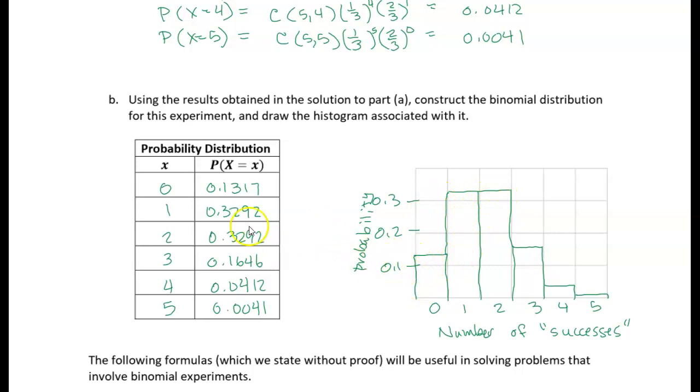So for 0, my probability is 0.13. That's about 30% of the way between 0.1 and 0.2. So I just tried to estimate essentially where it is. 0.33 is about 30% of the way from 0.3 to 0.4. So just estimating where those probabilities lie. And that's pretty much it for that example, and I will meet you in the next video.